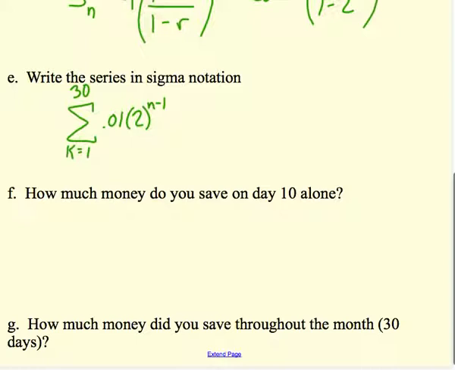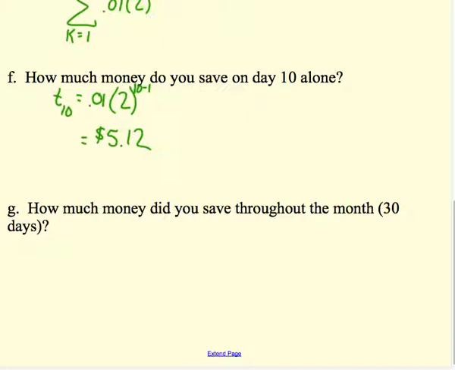How much money did we save on day 10 alone? So now we have to go back to our explicit formula. The 10th term is the first term times 2 to the n minus 1 power, or 2 to the 9th power. Which sounds like we might be getting some pretty big money here, 2 to the 9th power times a penny. Nope, $5.12. So day 10, we still only are saving $5.12. So it's looking pretty good for this arithmetic series for $3,000.